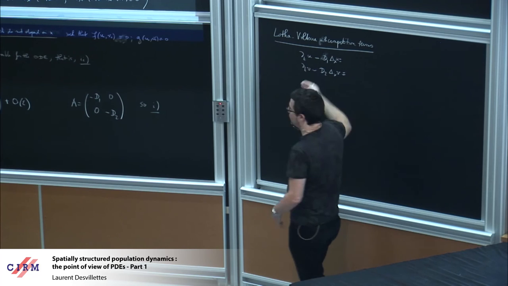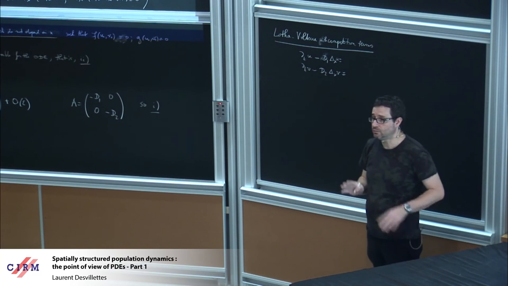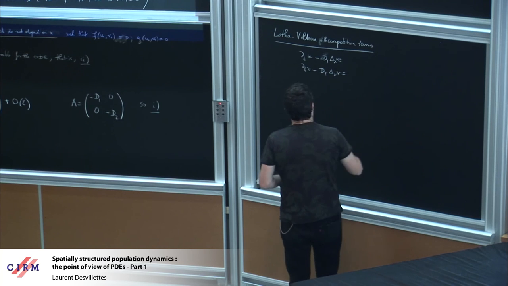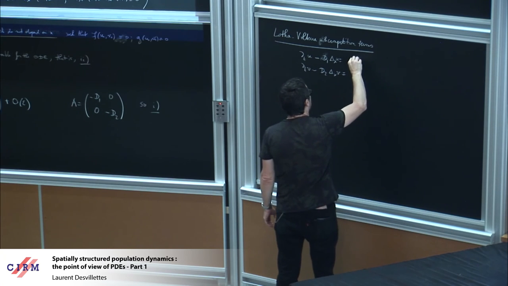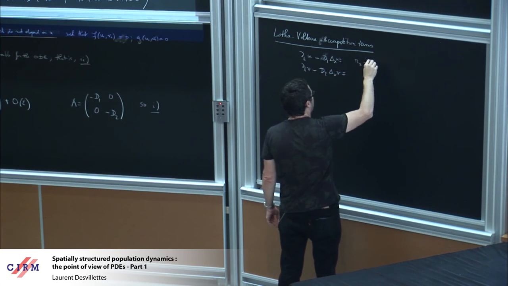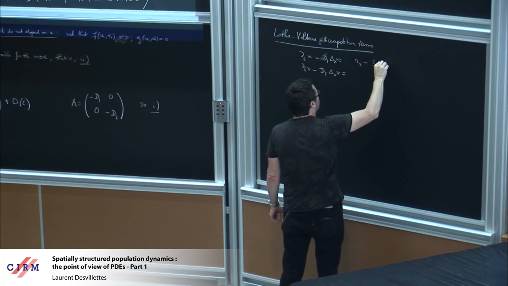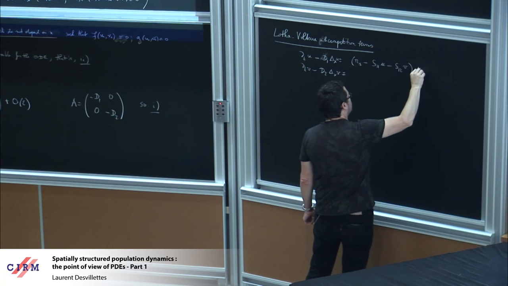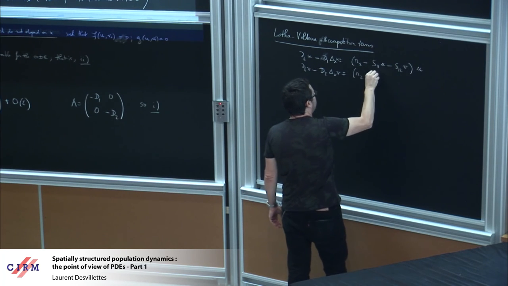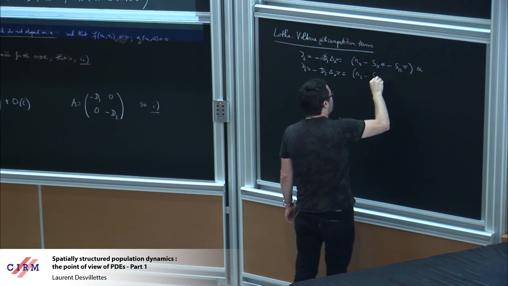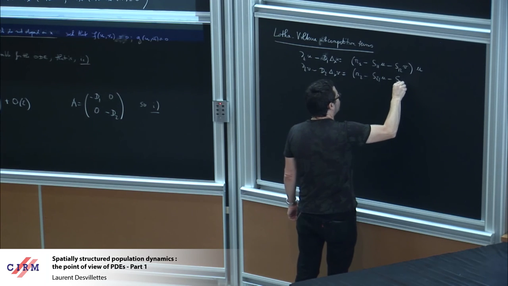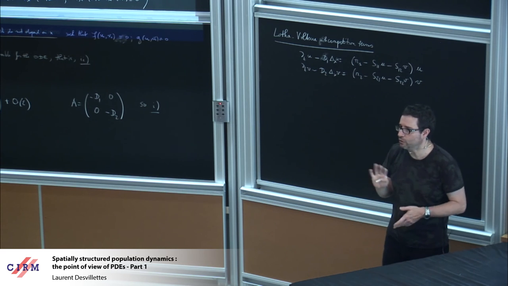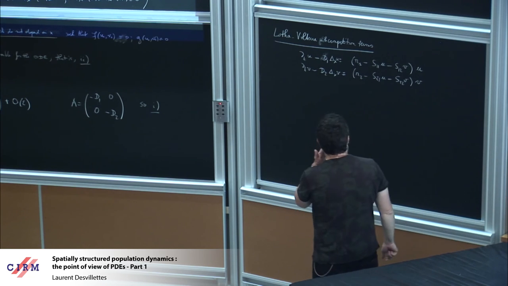So you have the diffusion structure on the left hand side, and on the right hand side, you have something which looks like this. So this is R1 minus S11 U minus S12 V times U, and R2 minus S21 U minus S22 V times V. Sorry if I mixed the 1-2 and 2-1. Of course, it will not change anything in the rest.